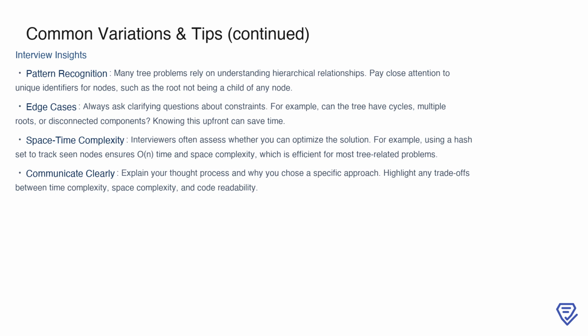Space-time complexity is another critical focus area. Interviewers are often interested in how efficiently you can solve the problem. For example, using a hash set to track child nodes allows you to achieve O(n) time and space complexity, which is optimal for most tree problems. Lastly, clear communication is essential. Walk your interviewer through your thought process, explaining why you've chosen a particular approach and discussing any trade-offs involved. This not only demonstrates your problem-solving skills but also shows your ability to think critically and prioritize effectively.